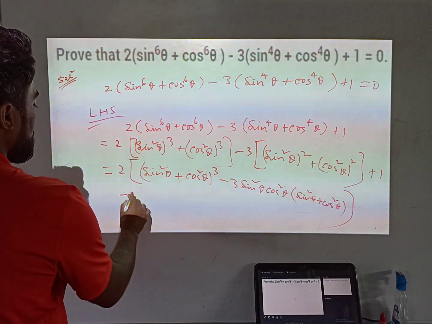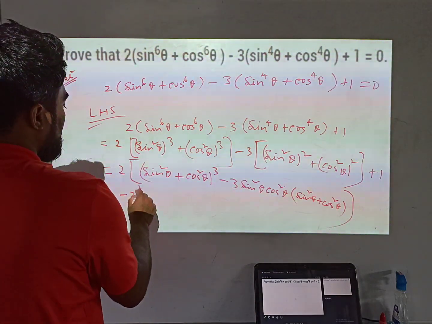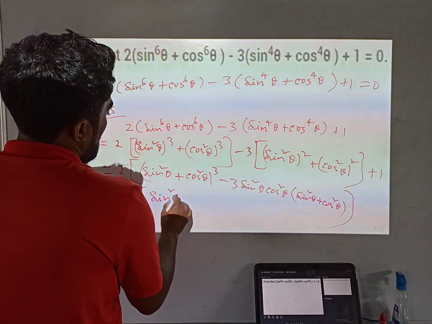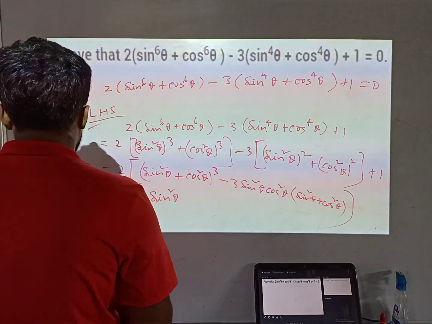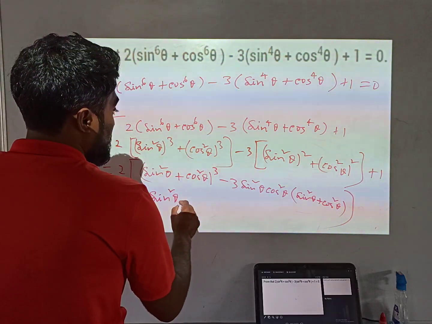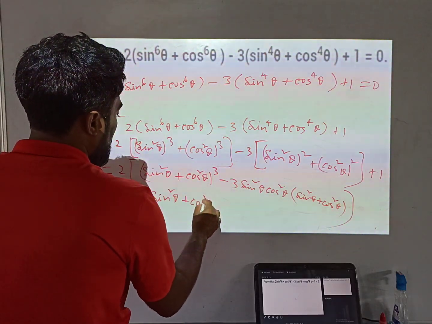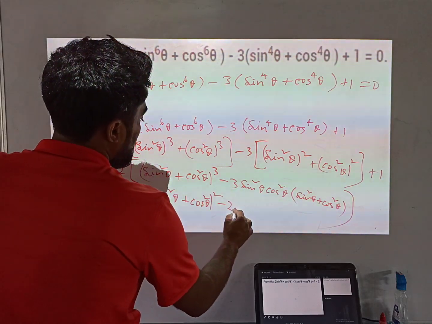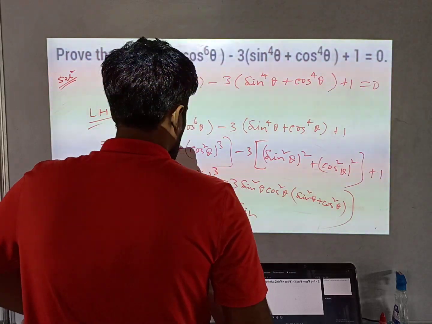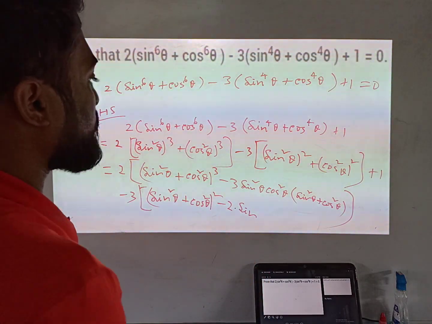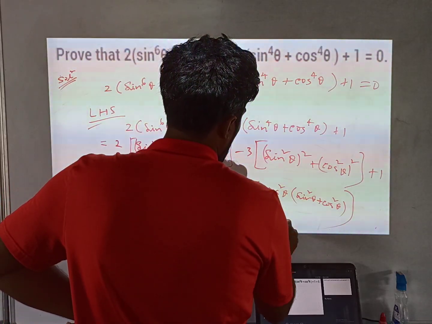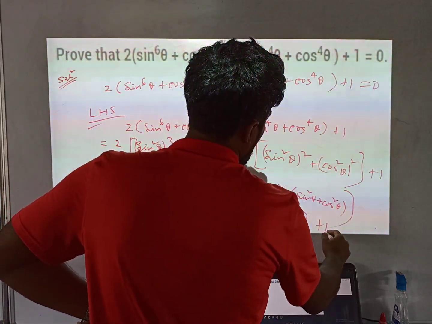Now minus 3, the second part, minus 3 and the a square plus b square formula, that is a square plus b square. We have two formulas. Here I will use the first one, that is a square plus b square equals (a plus b) whole square minus 2 into a into b. You remember or not? Then 2 into a into b, plus 1 as it is given.